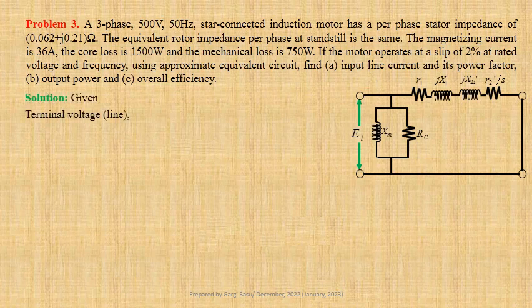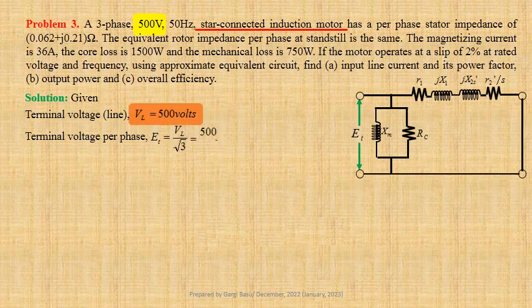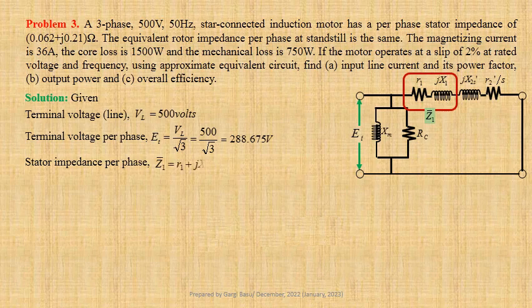Line-to-line terminal voltage VL equals 500 volts. For star-connected induction motor, terminal voltage per phase ET equals VL by root 3, that is 500 divided by root 3, that gives us 288.675 volt. Stator impedance per phase Z1 equals R1 plus jX1 equals 0.062 plus j times 0.21 ohm.